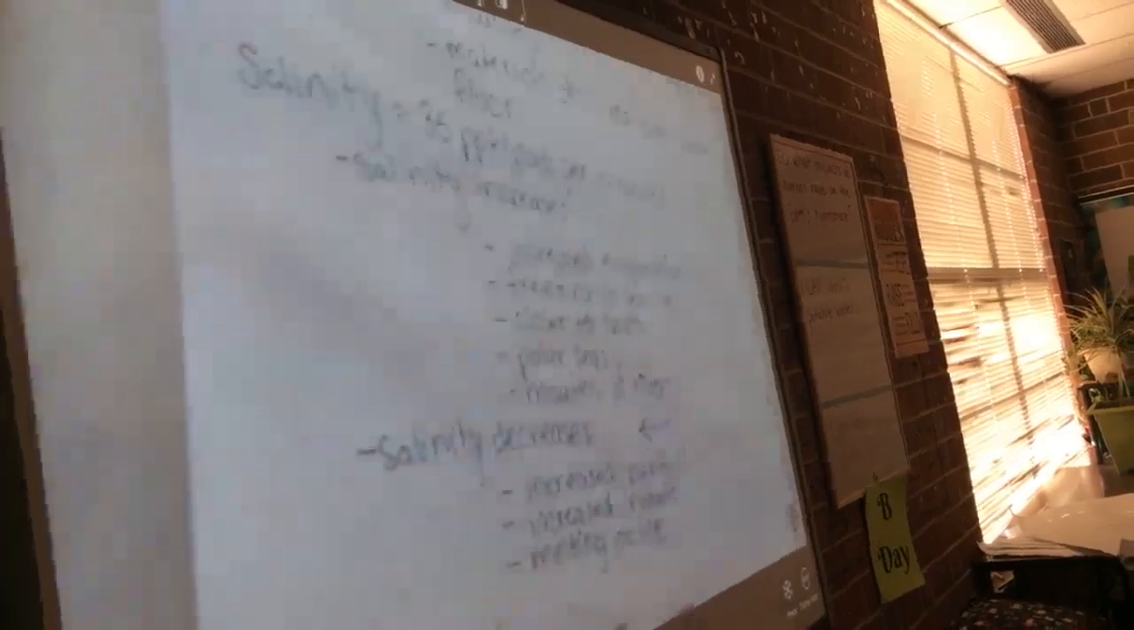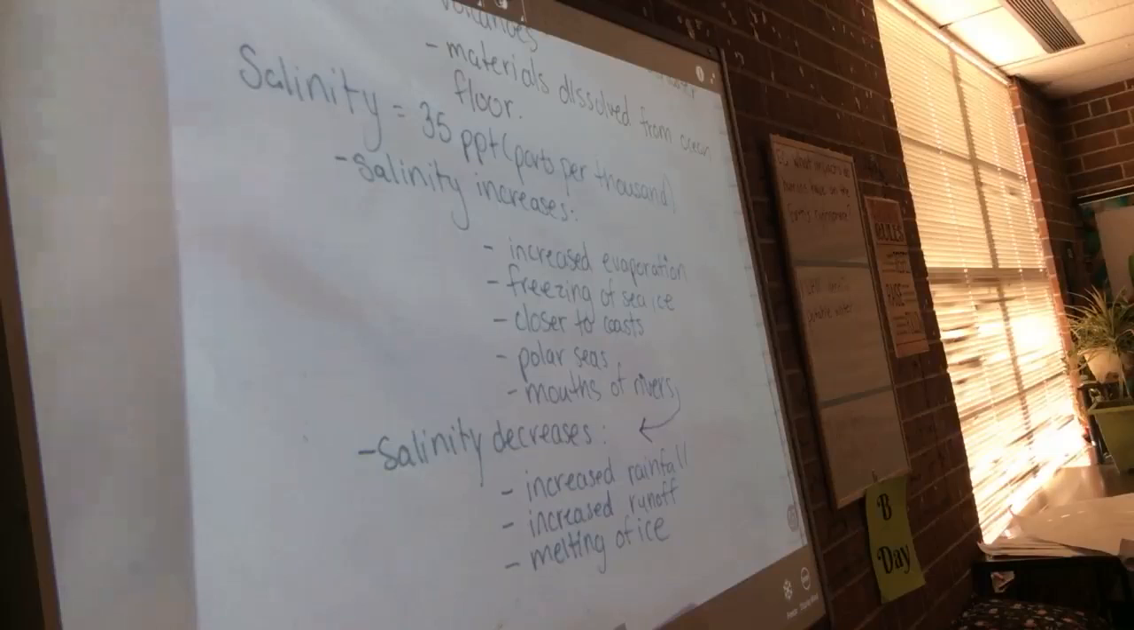The mouths of rivers is where salinity actually decreases, because remember the mouth of the river is where the river empties in the ocean, so you've got a lot of fresh water entering the ocean. That's going to make the salt less. So salinity decreases, or salt goes down, if you're at the end of a river where it empties into the ocean. You've got a lot of fresh water coming in.